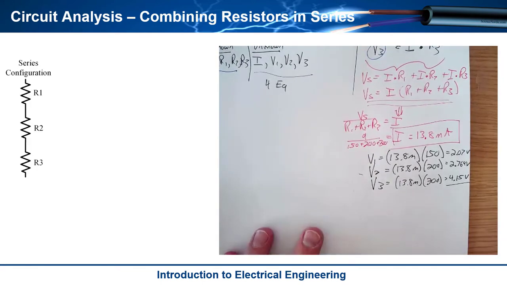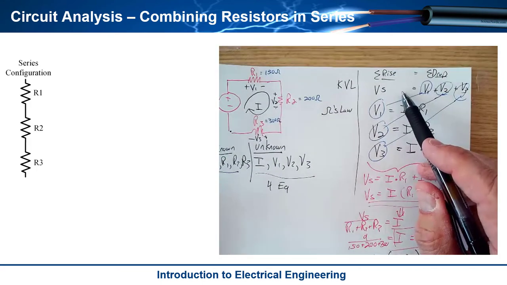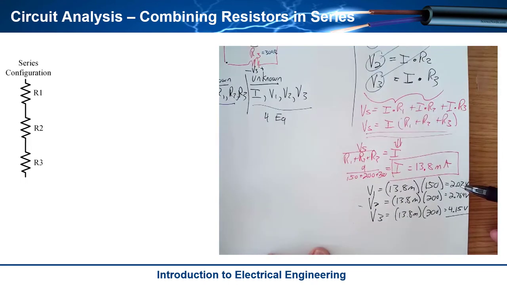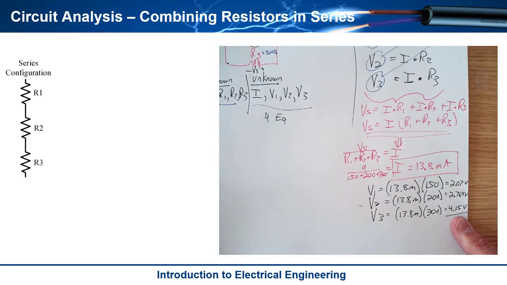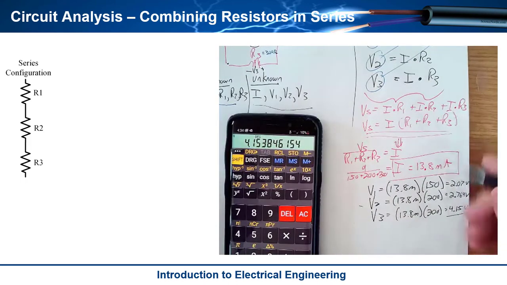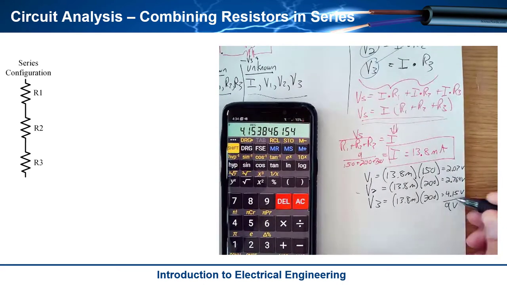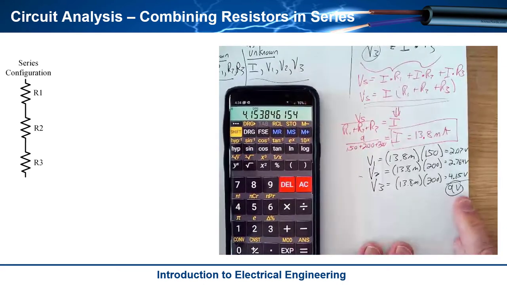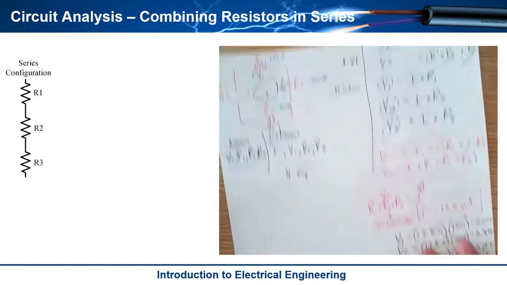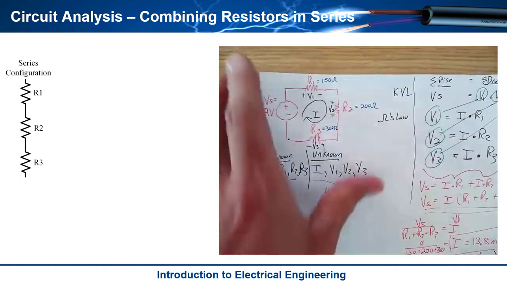If I was to just verify Kirchhoff's voltage law and ask, is the sum of the rises equal to the sum of the drops? If I add these all together, guess what I end up with? I get 9 volts. And that is absolutely the exact amount that I had on this right here. So it's like, oh, this is pretty amazing.